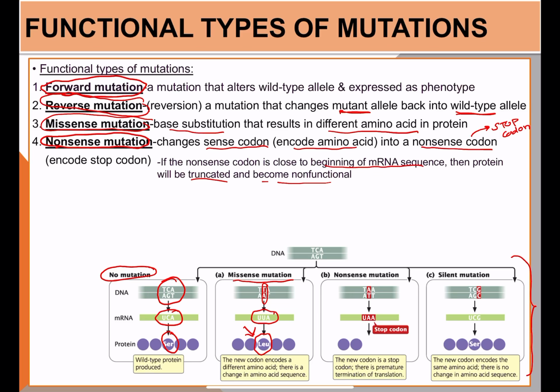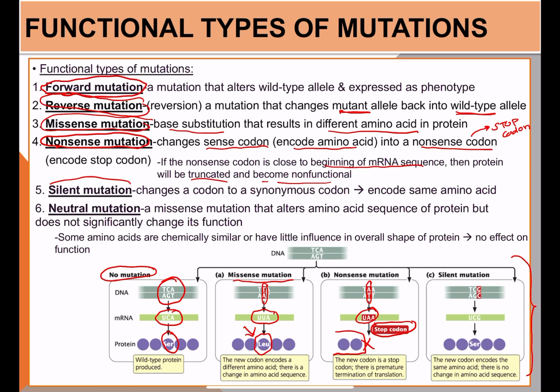Nonsense mutation is you're doing a base substitution still, okay? But somehow it switches it into a nonsense codon, which is a stop codon. Now you stop making proteins, and the protein stops there, and hence your protein cuts off, and now it's a shortened, truncated version of the protein.